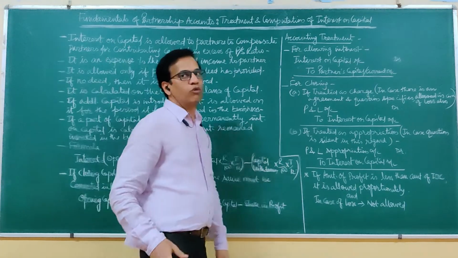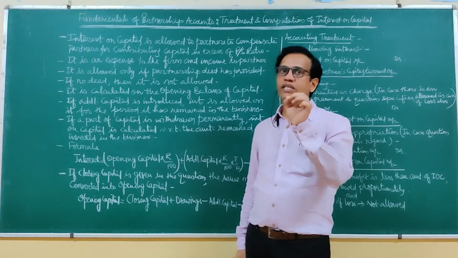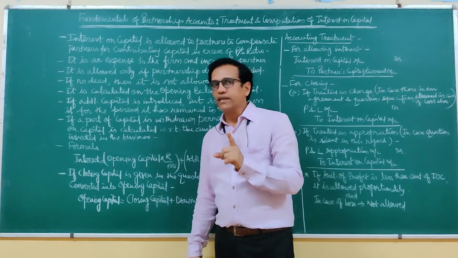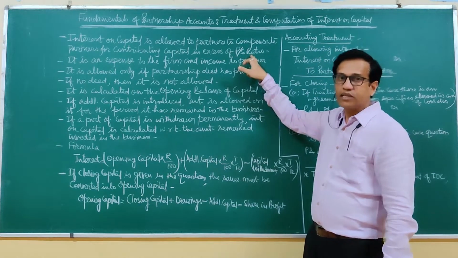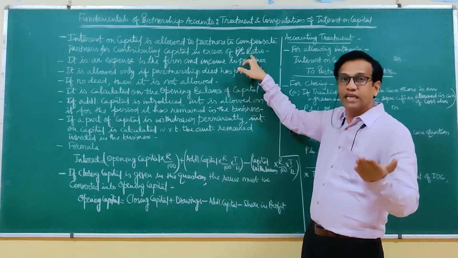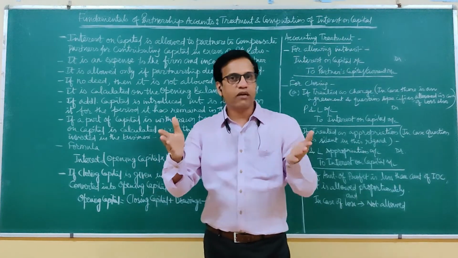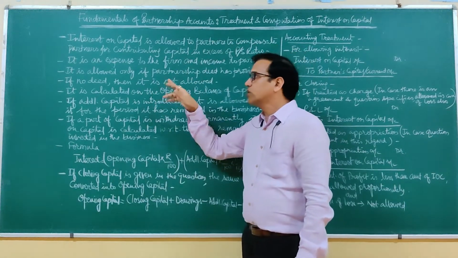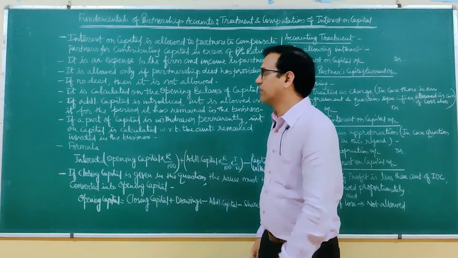So interest on capital is allowed to partners. What is the reason for it? The basic reason behind it is to compensate the partners for contributing capital in excess of the profit sharing ratio. It means the capital is not in the ratio of the profit sharing ratio; sometimes it is more than that for a partner. So to compensate that, partners are allowed interest on capital. It is allowed only if the partnership deed allows. If there is no partnership deed, it is not given to the partners.